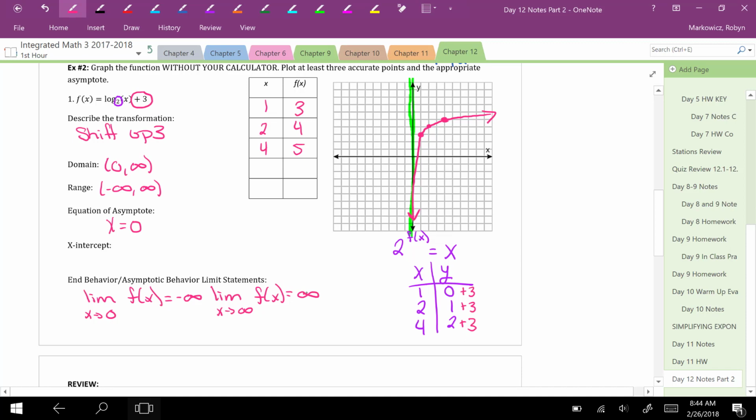Few things I want to talk about. Go ahead and check your answers up here for your domain, range, and behavior and asymptotic behavior. Before I get to the x-intercept, I want to talk about the asymptotic behavior. What side of the graph am I on, the positive or the negative? Positive. So I'm going to put what on the 0? Plus. Okay?